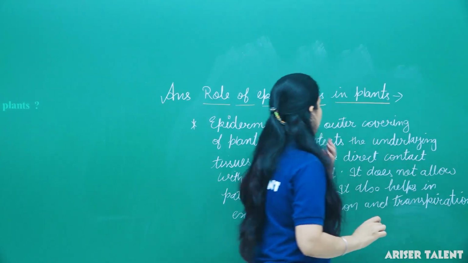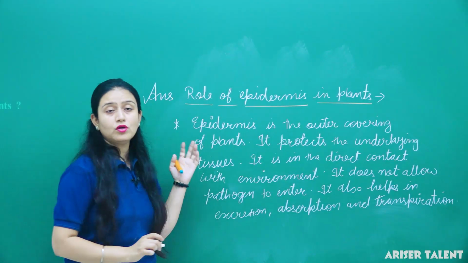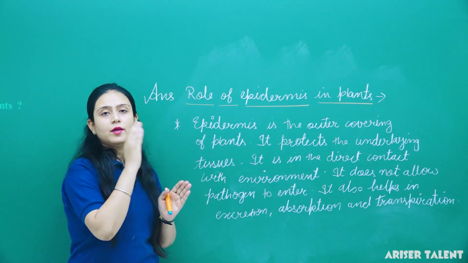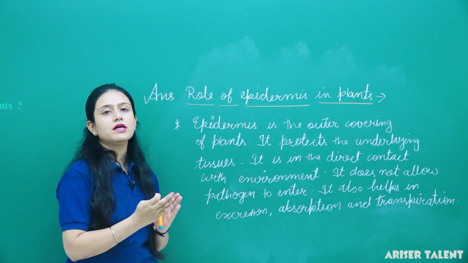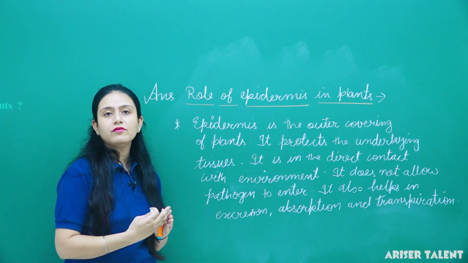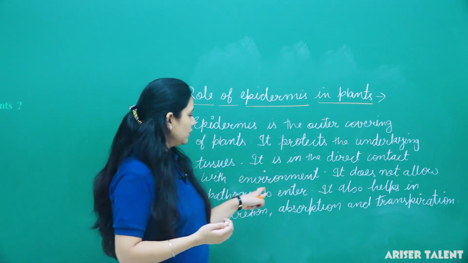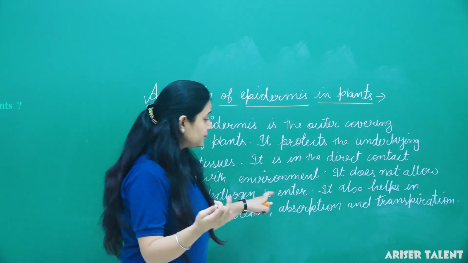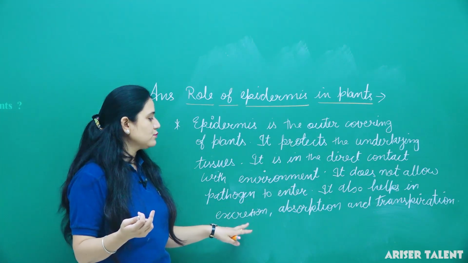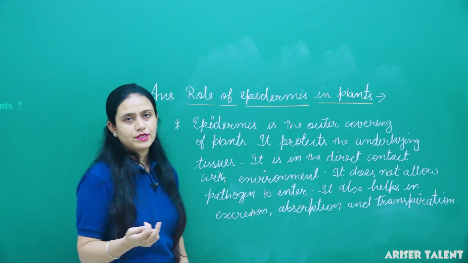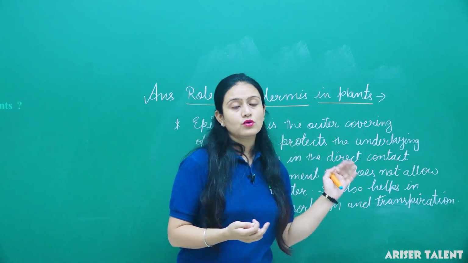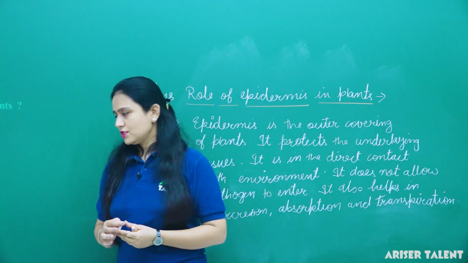Okay, so what are the functions of epidermis? What is the role of epidermis in the plants? Epidermis is the outer covering of the plants, so it works as a protective covering. It protects the underlying tissues. It does not allow the entry of pathogens, and it also helps in the absorption, excretion and transpiration. Clear? So this is the role of epidermis in the plant.